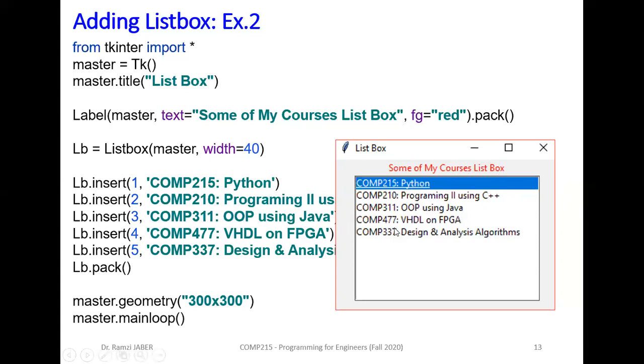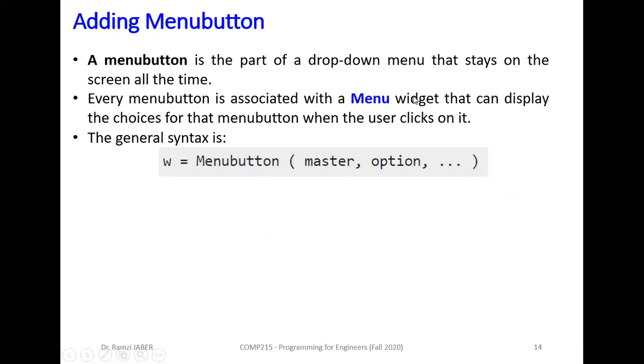Okay, now adding menu button. We have menu button and menu. The two widgets have an interaction between them, a relation between them. So the menu button is part of a drop down menu. Menu button, it's part of menu that stays on the screen all the time. Every menu button is associated with a menu widget. So we call another widget inside menu button, the menu widget that can display the choices for that menu button when the user clicks on it.